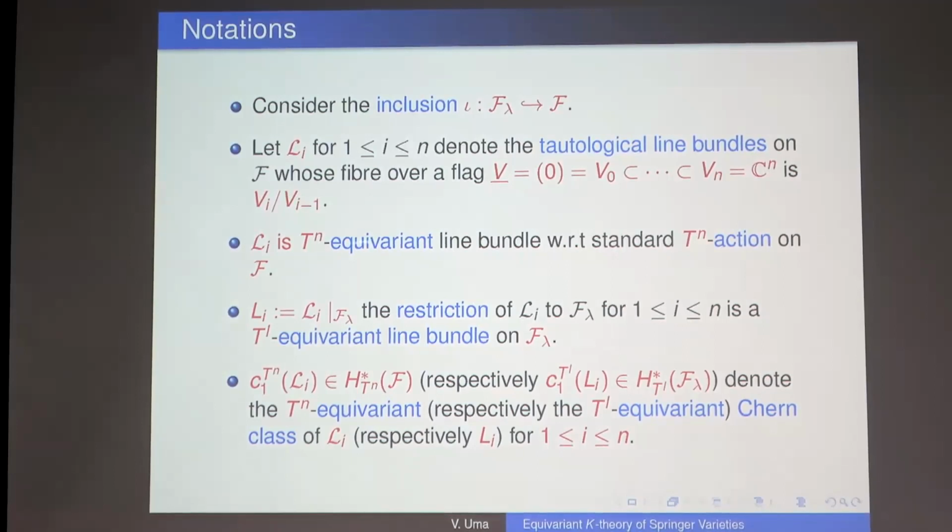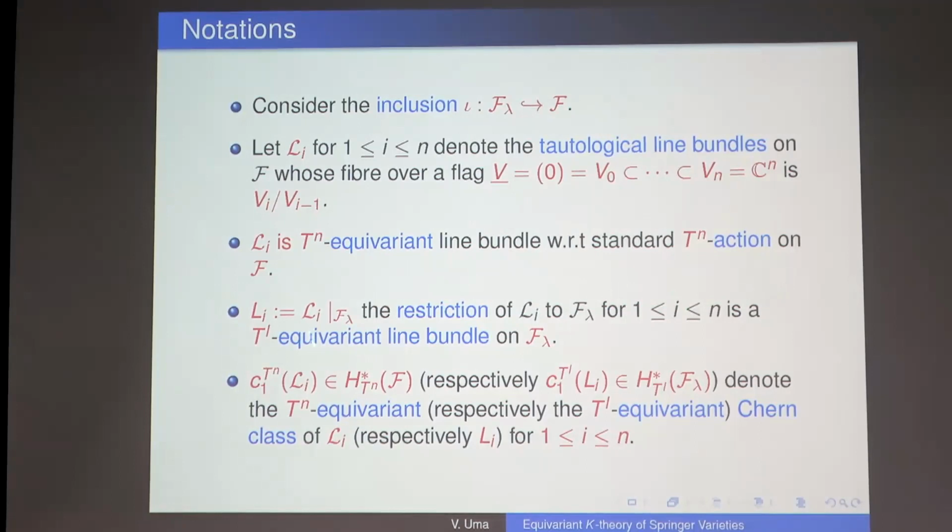So we also know that because there is a natural Tn action on F, and these are Tn equivariant line bundles, it is again important for us that this respects the Tn action. We will give the more detailed definition of T_L equivariant vector bundles soon, but these are T_L equivariant line bundles. So there is a Tn action on these line bundles. Now we can consider the restriction of these line bundles on the Springer variety, or the pullback by this inclusion map. These are known as the restrictions, for 1 up to n.